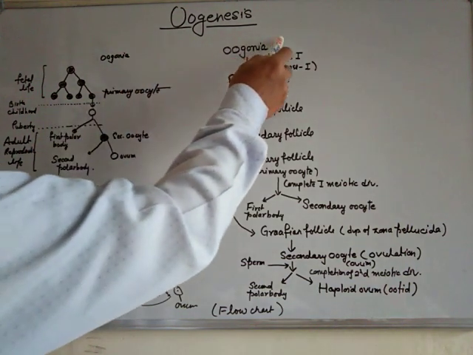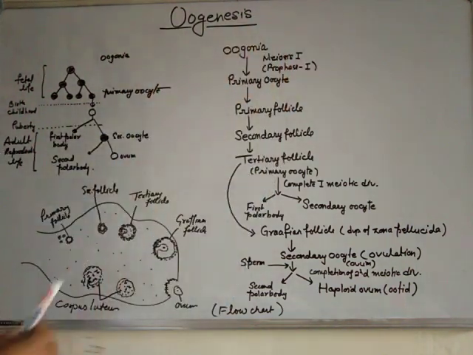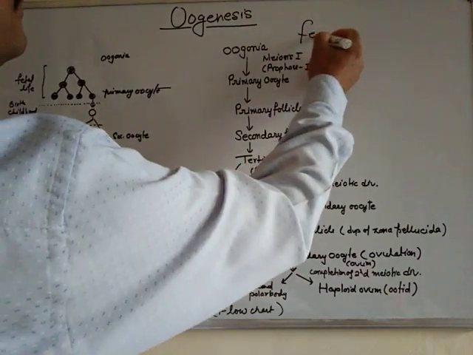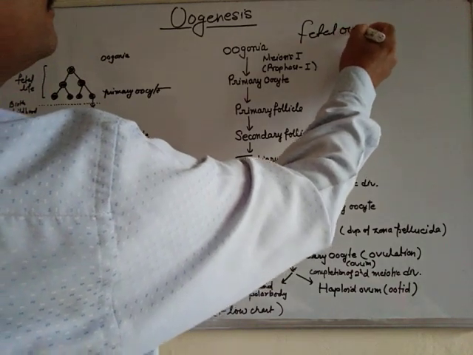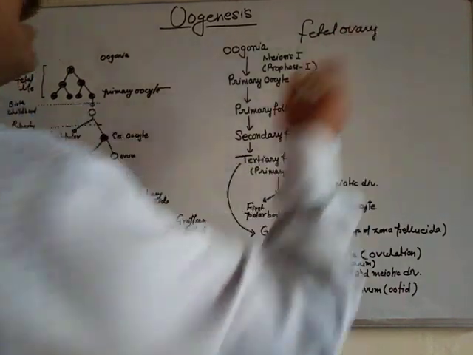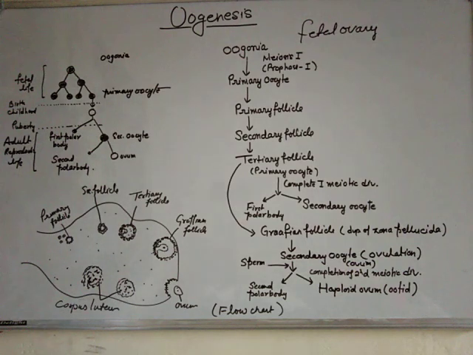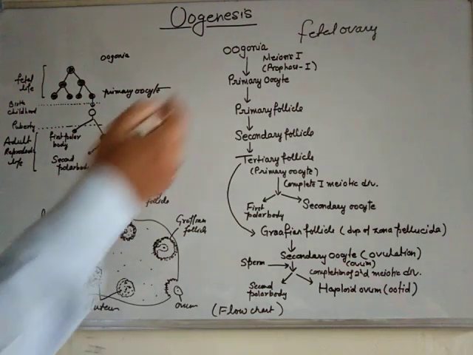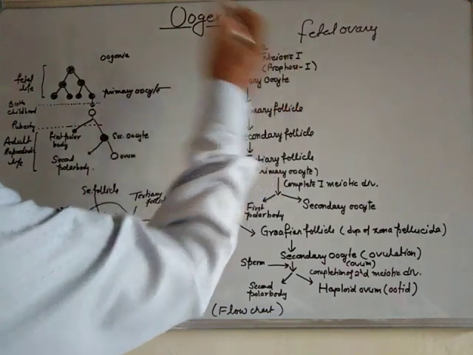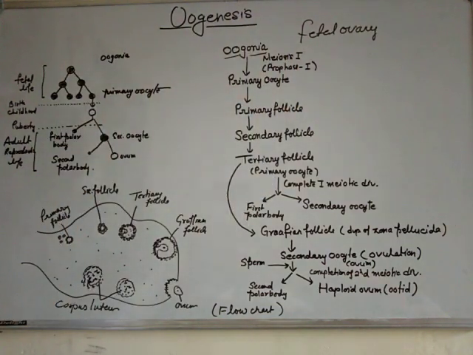During the embryonic stage, in the fetal ovary, a number of female gamete mother cells, that is oogonia, are formed. Thereafter, no more oogonia are formed after birth.